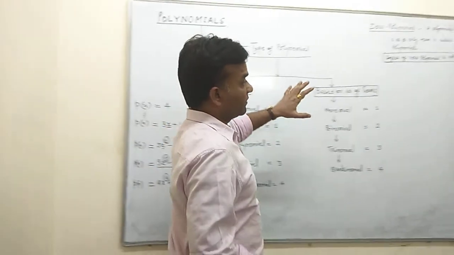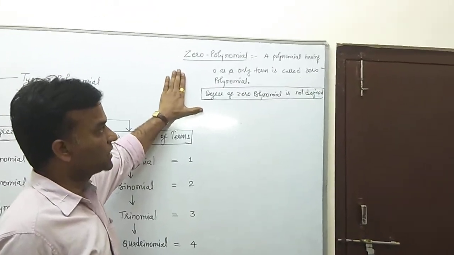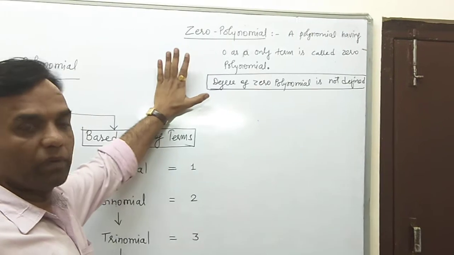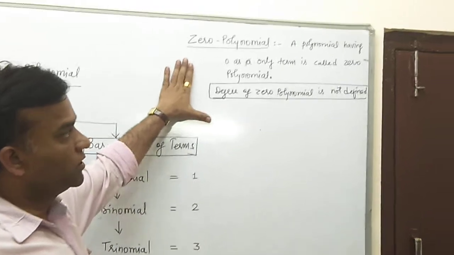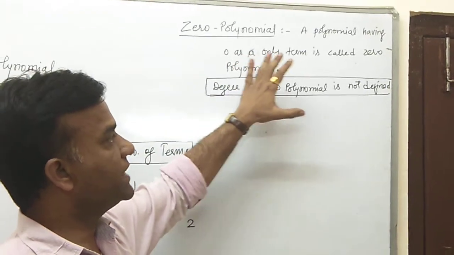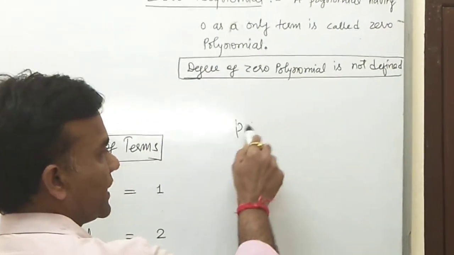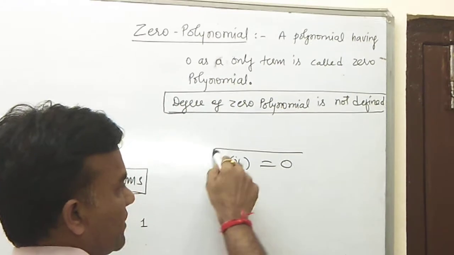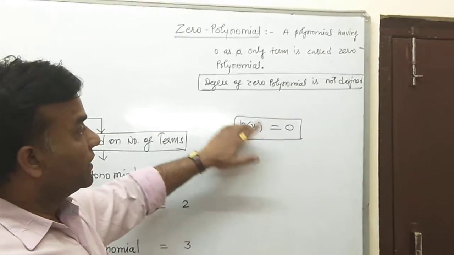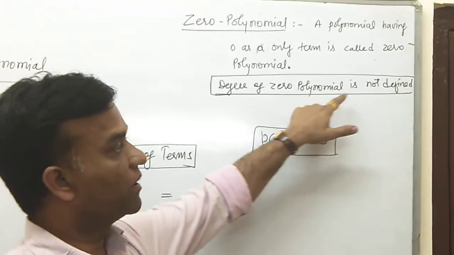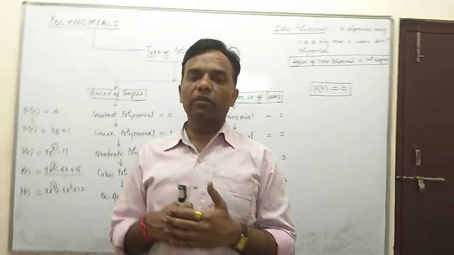One more part I want to explain is the zero polynomial, because there may also be a question in the topic: what do you mean by the zero polynomial? Here we discuss all types, but zero is not included in these types. A zero polynomial has only one term, 0, like p(x) = 0 is given. So 0 is given there, therefore it is called the zero polynomial, and the degree of the zero polynomial is not defined, because already 0 is there. So the degree of the zero polynomial is always not defined.